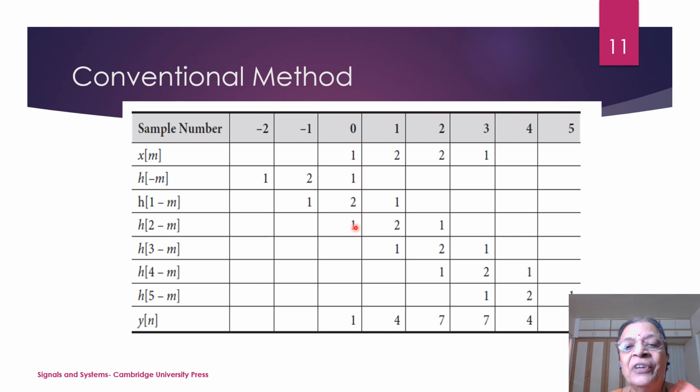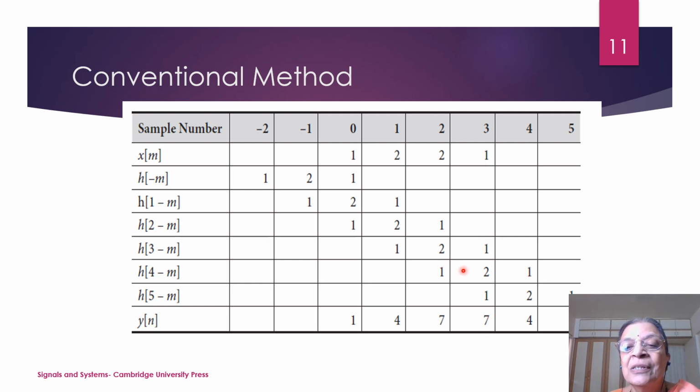Now when I shift it ahead, all these three samples, 1, 2 and 1, will overlap. So 1 into 1 plus 2 into 2, that is 4. This is 2 into 1, that is 2. So 4 plus 2 plus 1, that is 7. Now in this case again, I am going to shift it, so 1, 2 and 1 will overlap. So 2 plus 4, 6 plus 1, again I get 7.